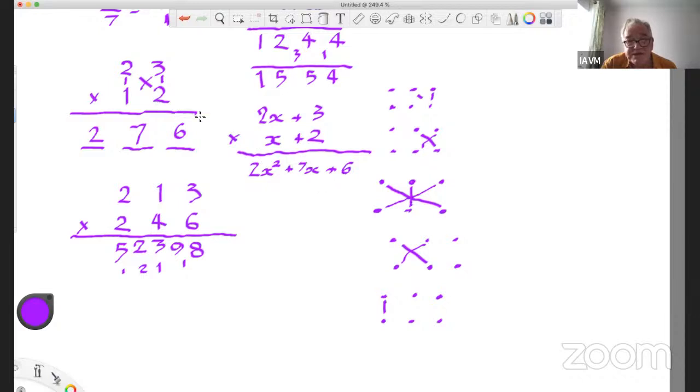Now, if you compare these two, you can see that the coefficients in the quadratic here are exactly the same as the digits in the answer, 276. And you can understand that through the substitution of x is 10, because if we let x be 10 here, this number will be 20, 2 tens add 3, which is 23. There it is. And this would be 12. And in the answer, x squared is 100, so put 2 hundreds, add 70, add 6.